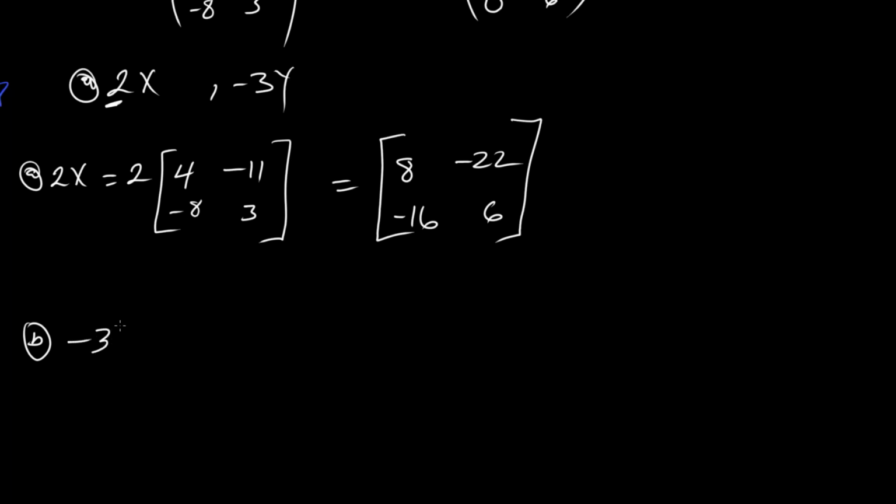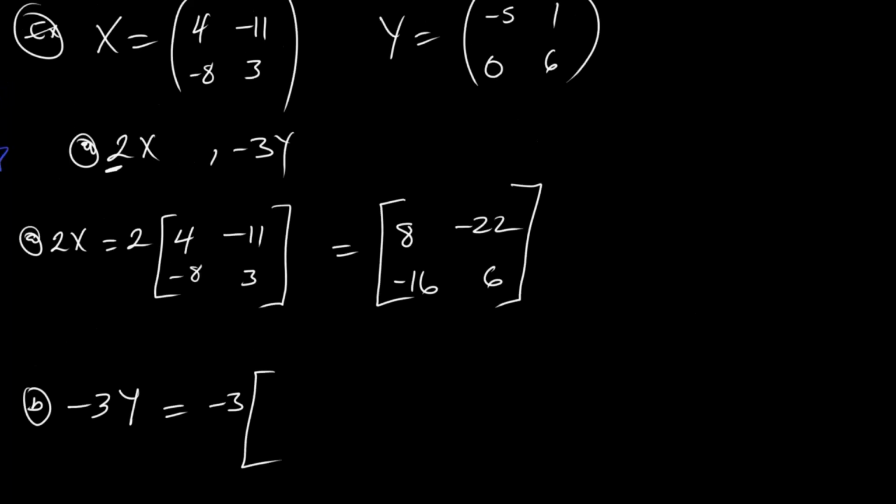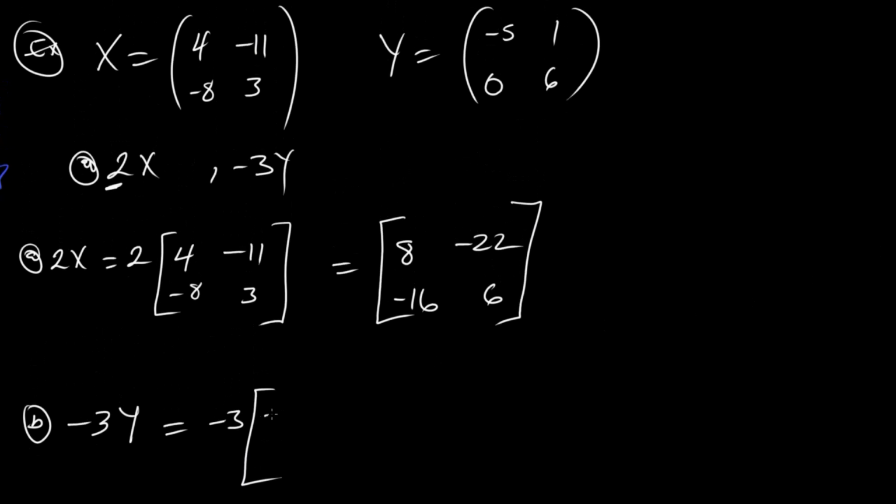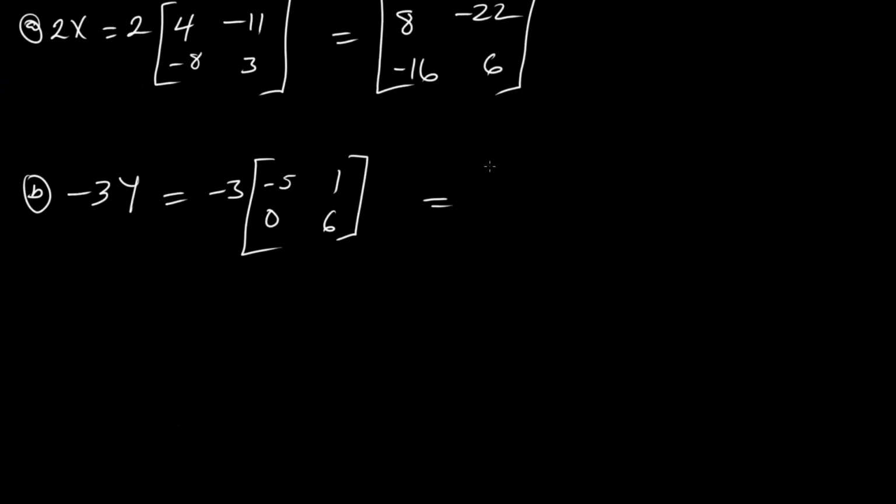So here we have -3Y, so -3 multiplied by every element of Y. And again, our Y is -5, 1, 0, 6. The answer will be -3 times -5, that is 15. -3 times 1 is going to be -3. -3 times 0 is going to be 0. And -3 times 6 is going to be -18. And there you have it, scalar multiplication of matrices.